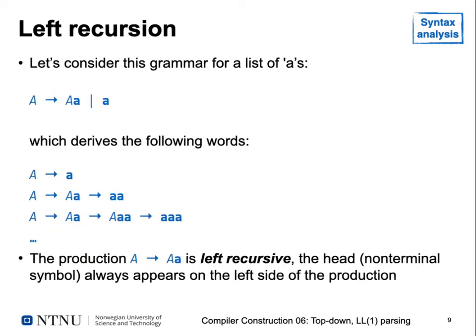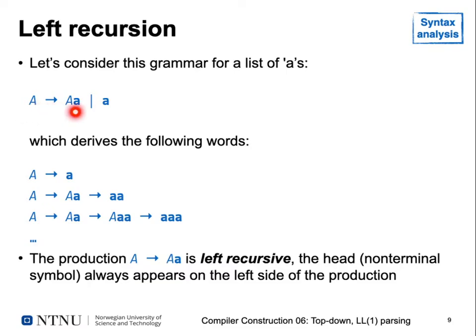Another problem that commonly shows up when we define grammars is so-called left recursion. So let's take a look at a very simple grammar here that just generates a list of A's. So from non-terminal A, we can derive non-terminal A and terminal character A, or simply a simple terminal symbol character A. And then we can derive the following words. So we can immediately, as the first rule, apply the second production here. So we can just produce a single A. There's no more non-terminal symbols, so we're finished.